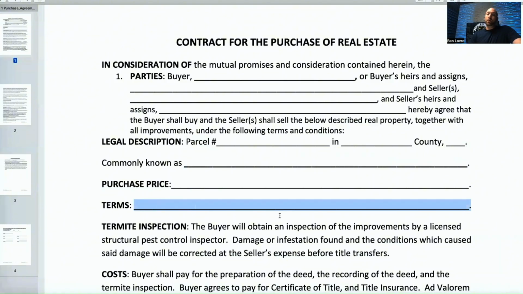And then terms. In most cases, we're going to just put cash because it is a cash transaction. Unless you're doing some type of creative financing, where you're either assuming the mortgage subject to, or the seller could be financing the property to you over a certain length of time, whatever additional terms may have been spoken, they would be listed right here inside of the terms section.